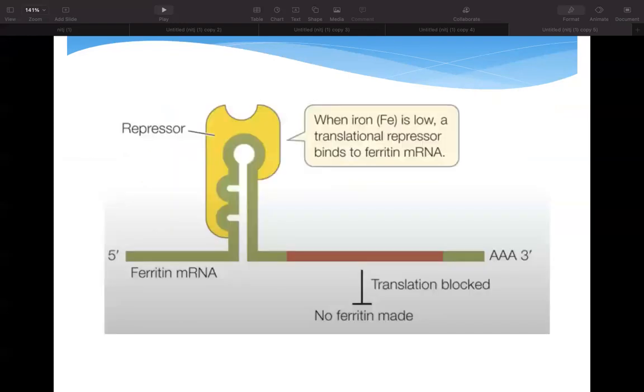So even here you can see in the 5' to 3' mRNA, when iron level is low, a translational repressor will bind to the ferritin mRNA. This causes translation to be blocked and no ferritin is produced.